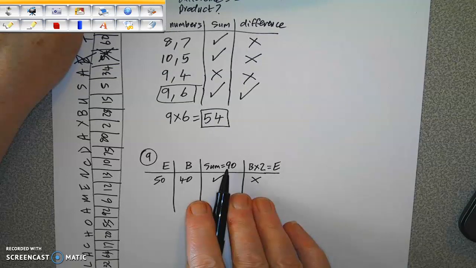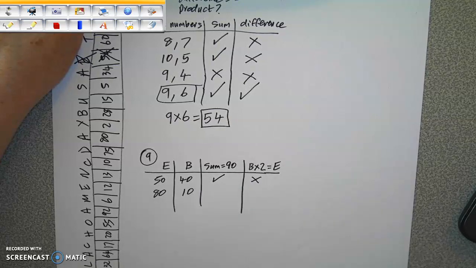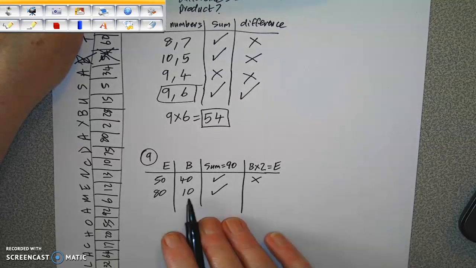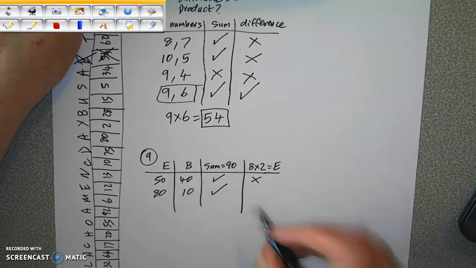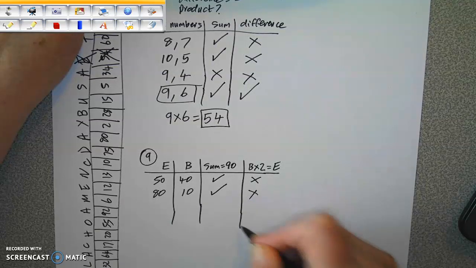Okay, I'm going to pick some other numbers that add to 90. Let's do 80 and 10. So 80 and 10 add to 90. But when you take Bert's number, multiply it by 2, we don't get Ernie's number. I think I was closer with the 50 and the 40.